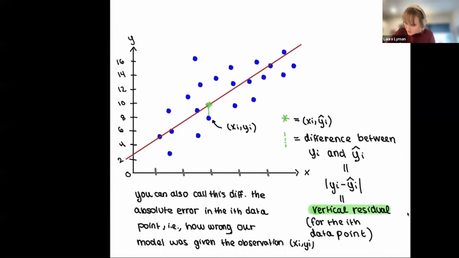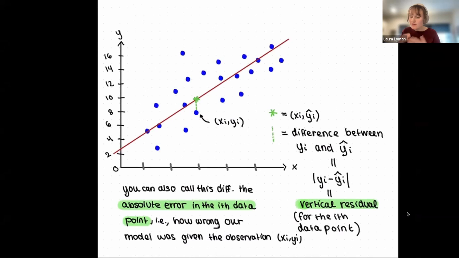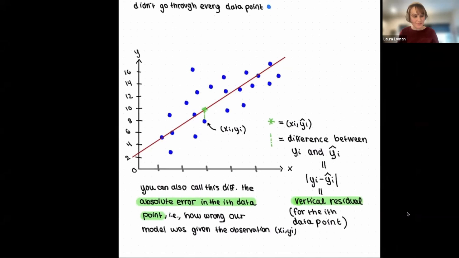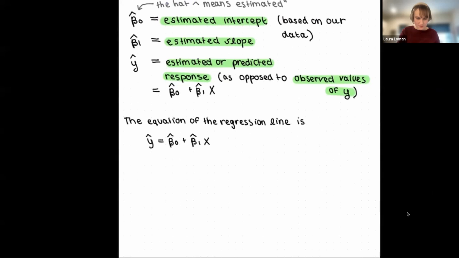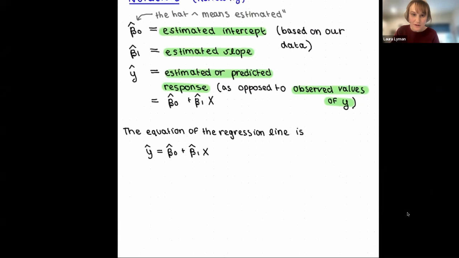We can have a pretty clear understanding of what it means for the regression line to be off or incorrect for a single data point, because we can look at that vertical residual or that measurement of error for that point. But then you might wonder, how do we collectively summarize the error in all of these data points? Well, to do that, we need to introduce some vector notation. I'll put that there. And you can look at that just sort of as a reminder for some of the notation.